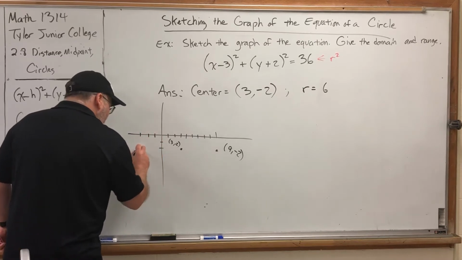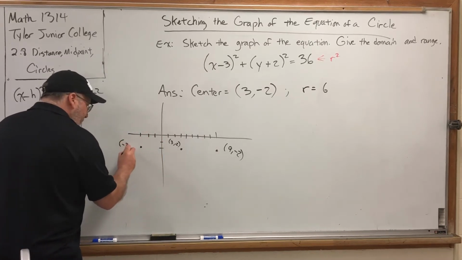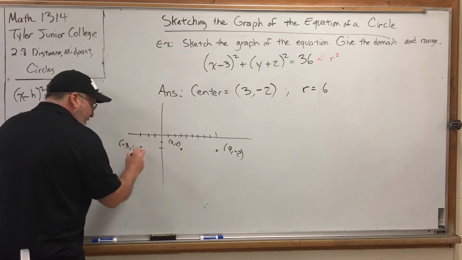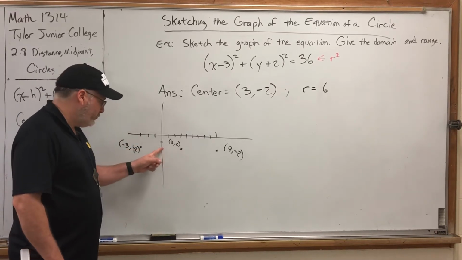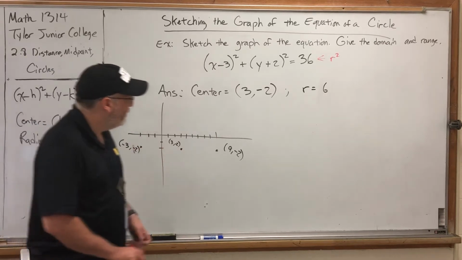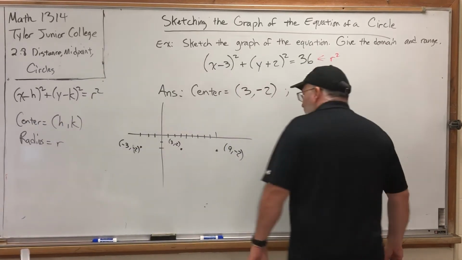So if I went 6 to the left, I would be at negative 3 comma 2. Excuse me, negative 3 comma negative 2. On graph paper, this is easy. You just go 1, 2, 3, 4, 5, 6. Let's go up and down.